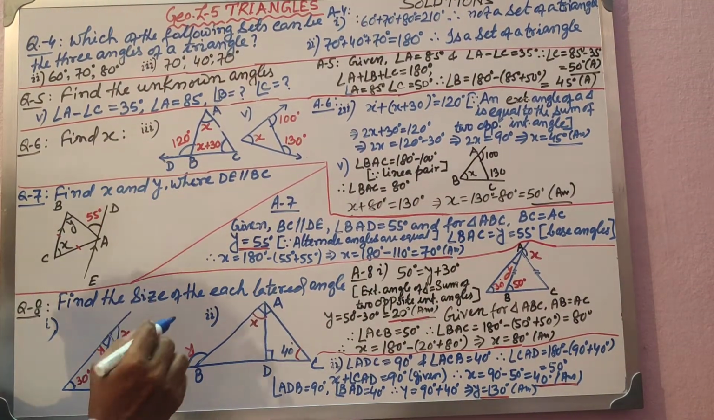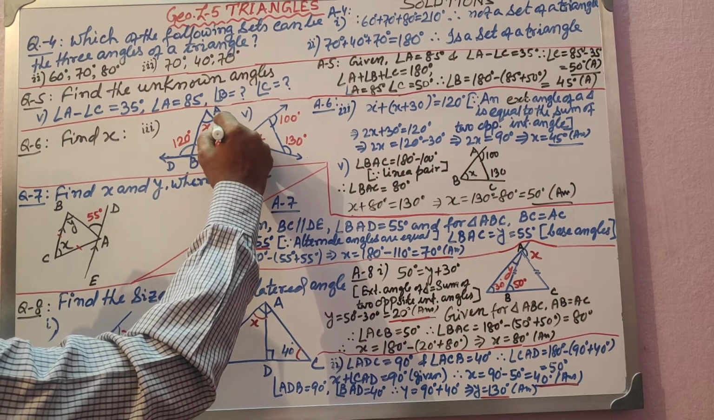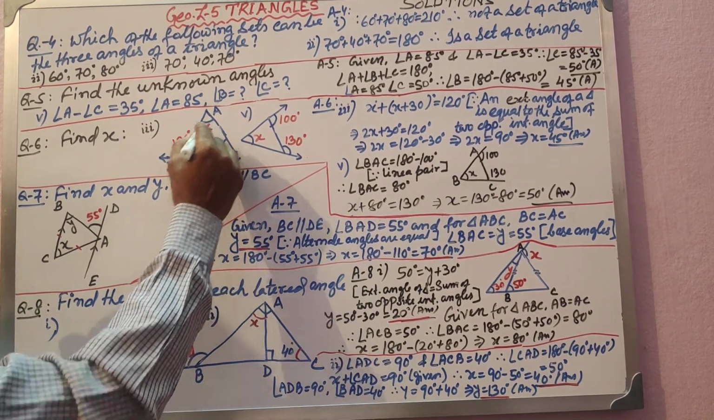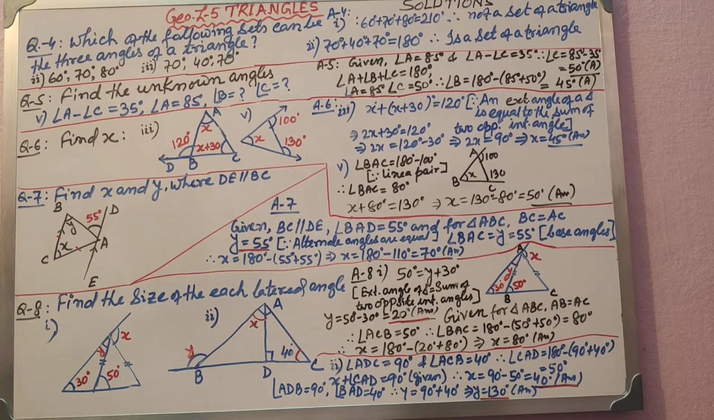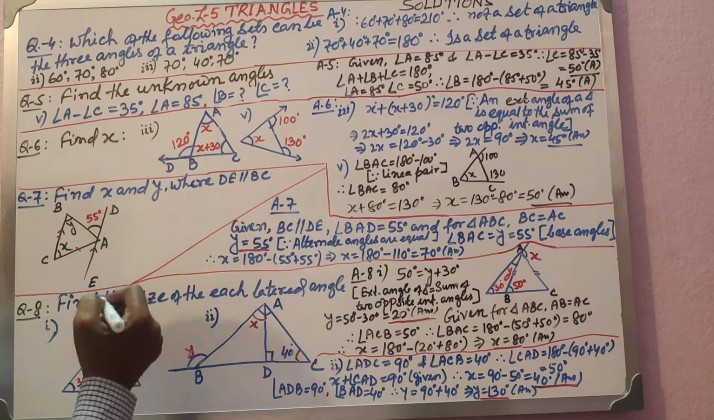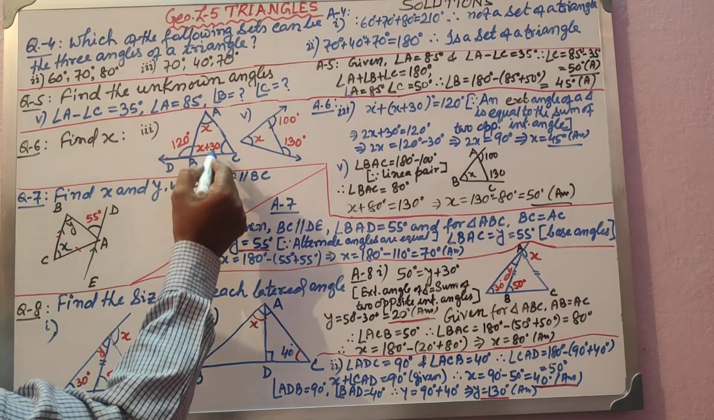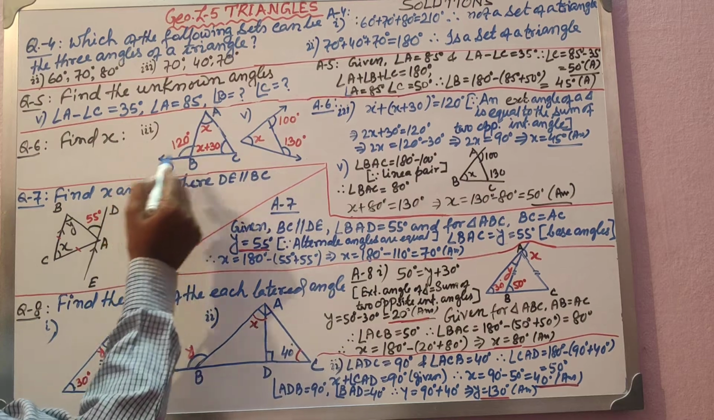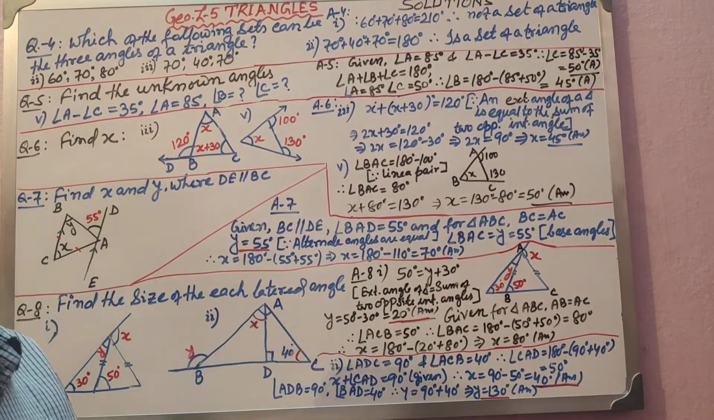Some figures are given to you and you have to find the value of the unknown angle, as x or xy, something like that. X is given to you. You have to find the value of x. Here a triangle is given to you and the exterior angle is also given.